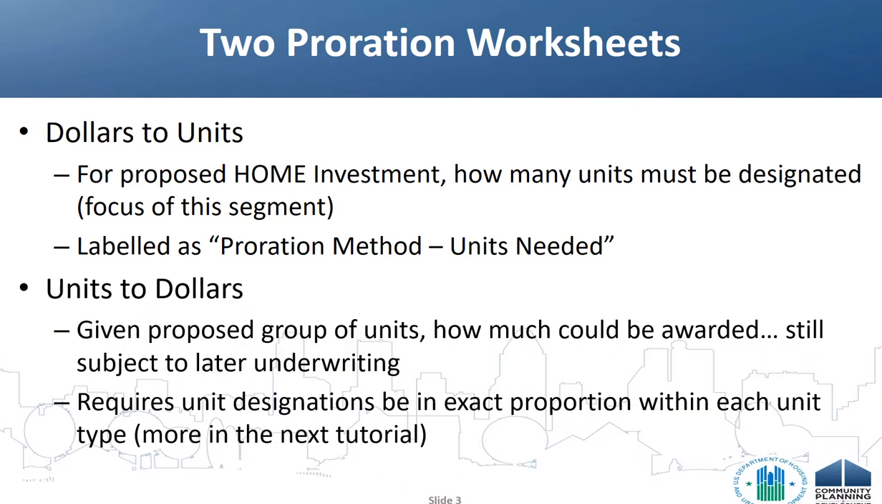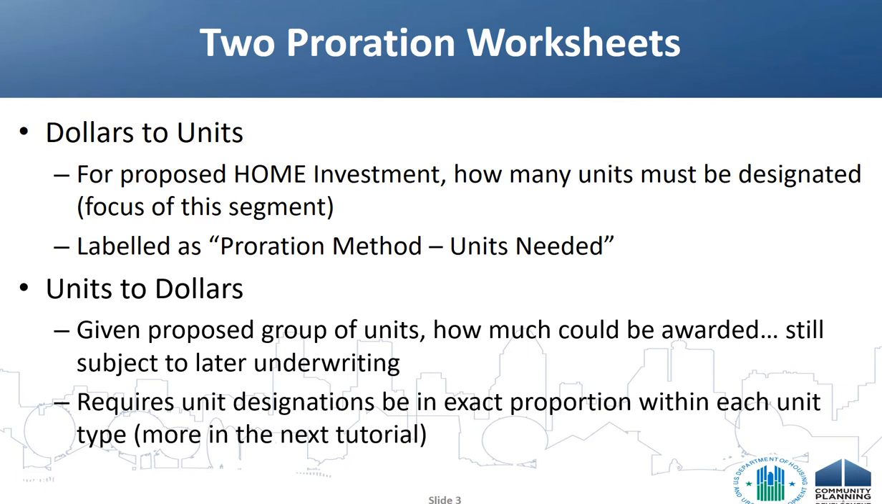The second version goes the other way, units to dollars. That worksheet, which we'll talk about in the next segment, is much more limited in its application. It is only used if we're starting from a given set of units, and if those units are assigned in exactly the same proportion to each group or tranche of units in the project. As we'll see later, in practice, there are not many times things work out exactly that way. So with that, let's take a look at the cost allocation tool.